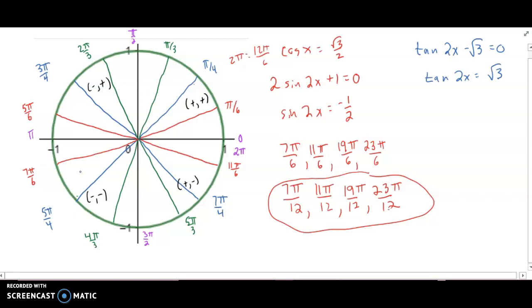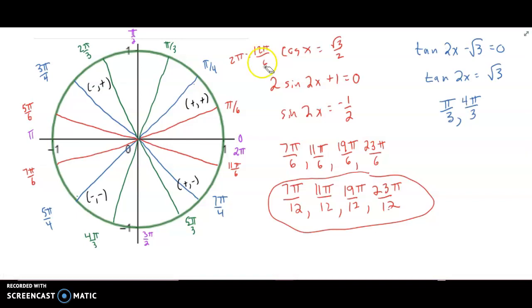Tangent is equal to root 3 at pi over 3 and at 4 pi over 3. But I've got that 2x, which means I've got to go around another 2 pi. So I'm going to change this now. Instead of 2 pi equals 12 pi over 6, I want it to be something over 3, because that's my denominator here. So I'm trying to think about what divided by 3 gives me 2, 6. So I'm going to add 6 pi over 3 to both of these things.